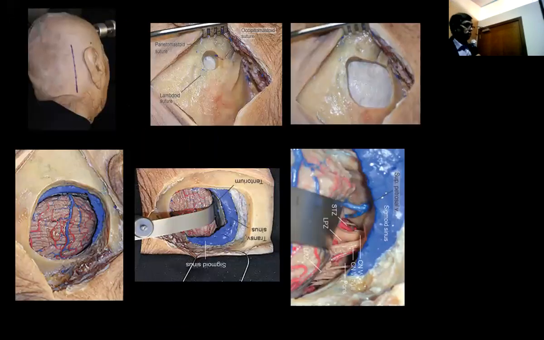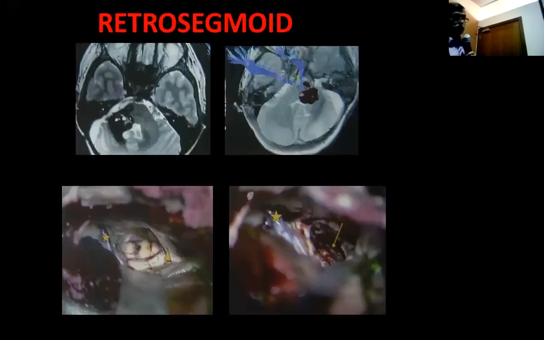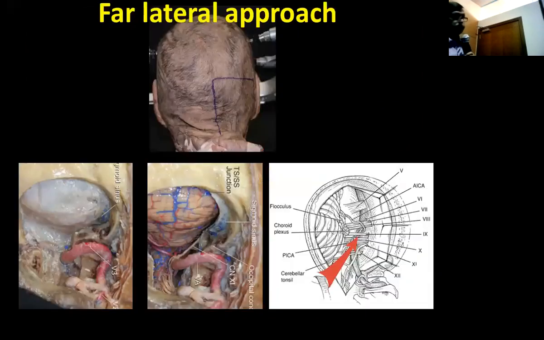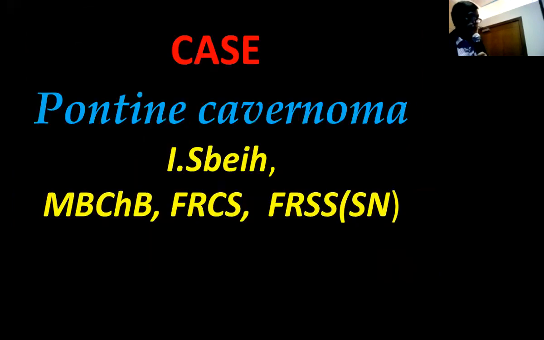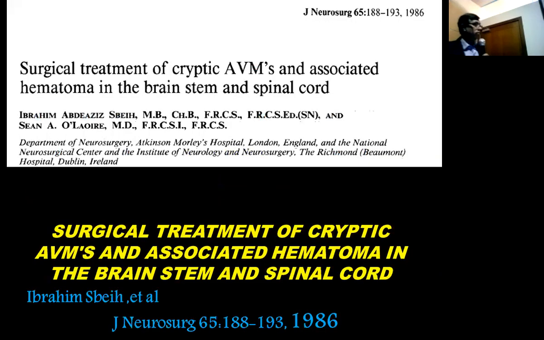You can go retrosigmoid, transverse sinus, sigmoid sinus, you retract the cerebellum, you get into this angle here, and then you come this way, and then you go this way. So-called far lateral approach, which is rarely used. It's very laborious. And we come now to the case presentation today, which I will run through.